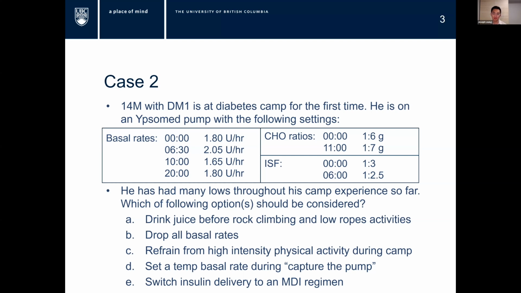So which of the following options should be considered? A, drink juice before rock climbing and low ropes activities. B, drop all the basal rates. C, refrain from high intensity physical activity during camp. D, set a temp basal during our capture the pump activity. And E, switch insulin delivery to an MDI regimen. So once again, you can pause this video, give this a moment and think about what's going on in this case, and you can try to commit to an answer as we'll review this case at the end of the video as well.